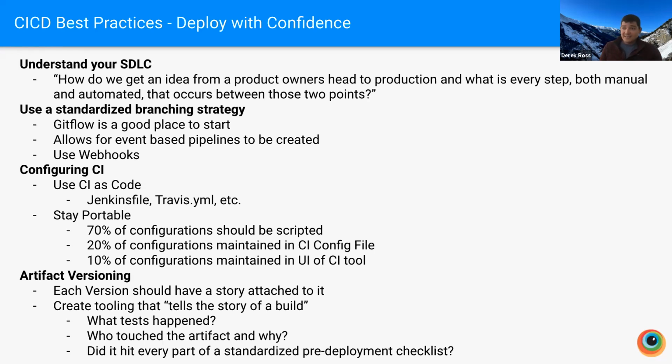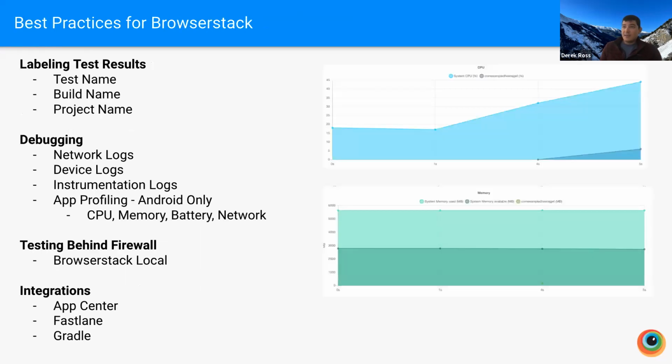We want to know what test happened, who touched the artifact and why, and did it hit every part of a standardized deployment process. And some best practices for BrowserStack. We're going to want to label our tests. We're going to want to make sure we're using our debugging tools. And we have the option to test behind the firewall, and we have multiple integrations.